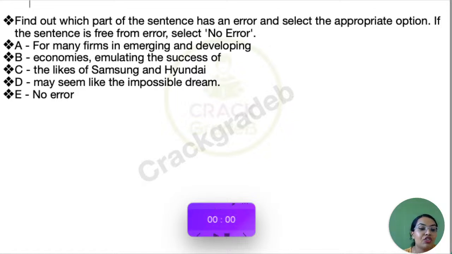Can you tell me the correction? If you are saying C, then what should be the correction? If you are saying D, what should be the correction? Tell me, because you should know why you are choosing an option.